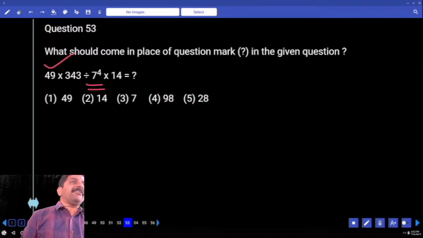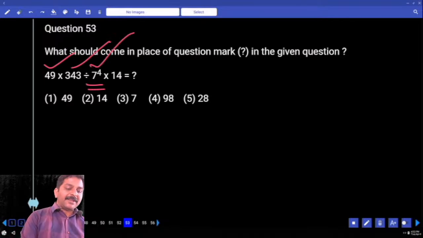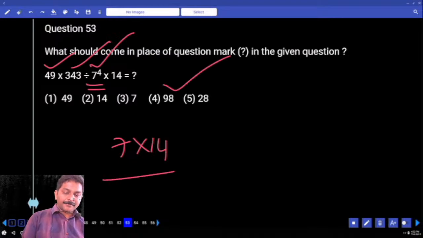Because I could see 7 to the power of 4, I'll try to convert every number in terms of 7 power. 49, 343, multiply 7 power 5 divided by 7 power 4 into answer.